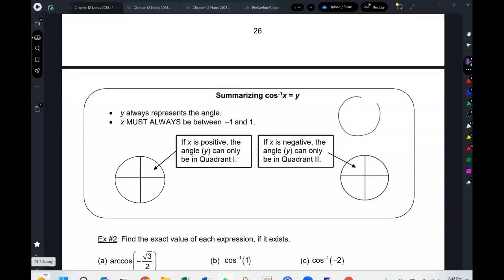So if you take a look at this, I'm looking at these two quadrants right there. So this is 0, this is pi.